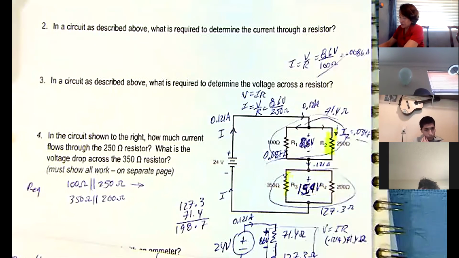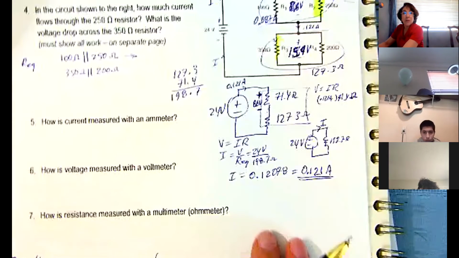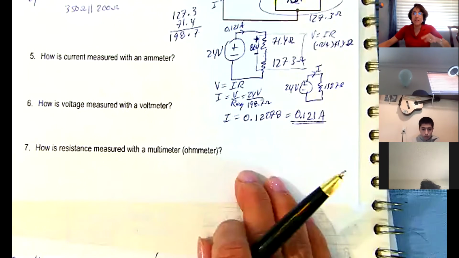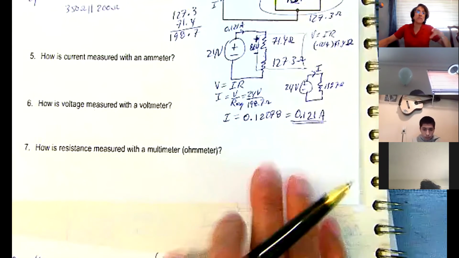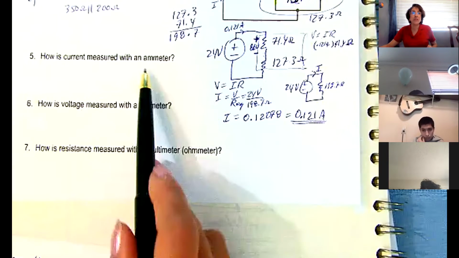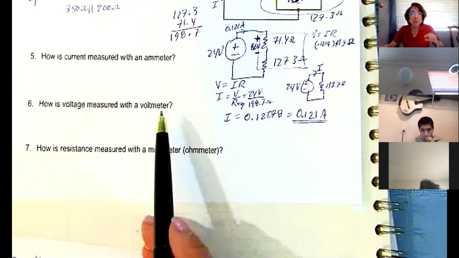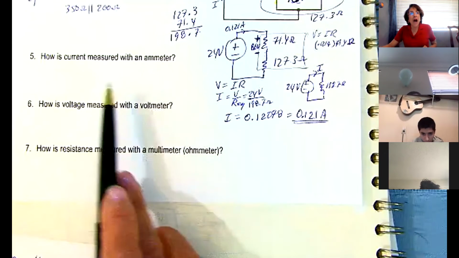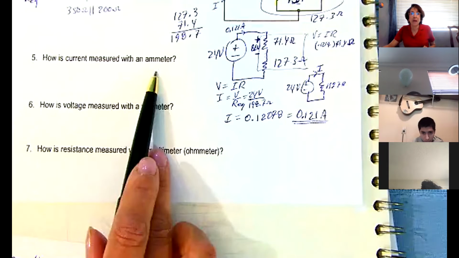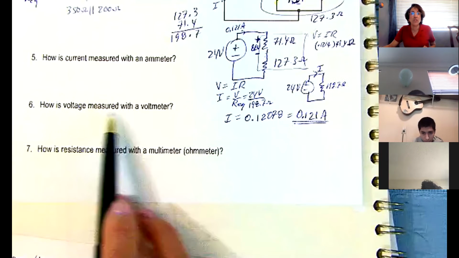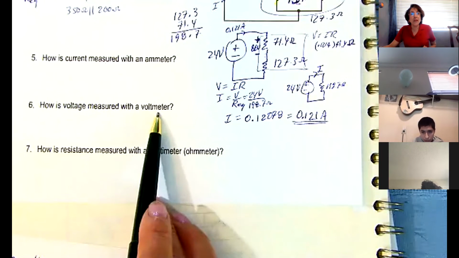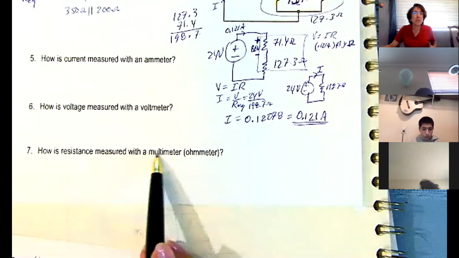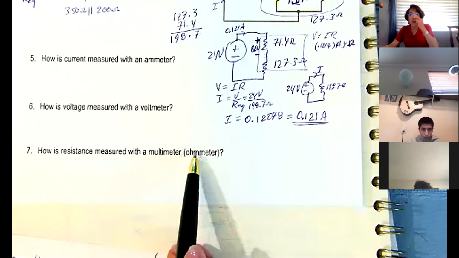Okay, good job. Moving on down to number 5. Bummer that there's an assignment, I think it's due on Sunday, that makes you really understand this, but at least you'll understand it before you do the lab, hopefully. So how do you measure current with the ammeter and how do you measure voltage with the voltmeter? And then how do you measure resistance with the multimeter, could be an ohmmeter also?